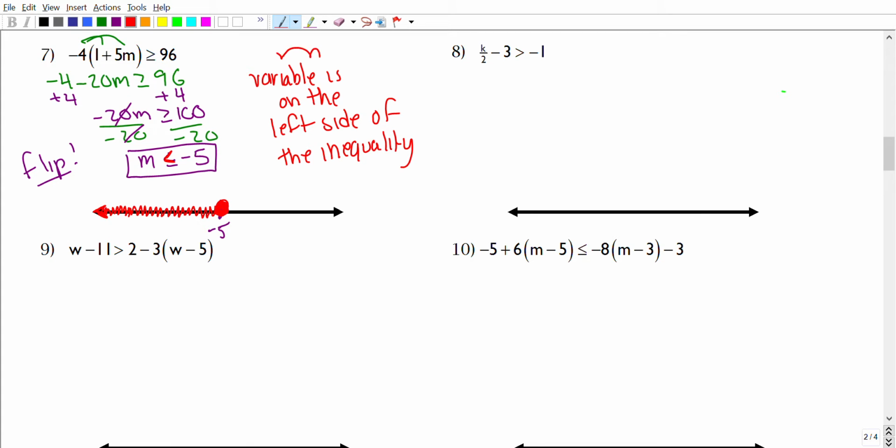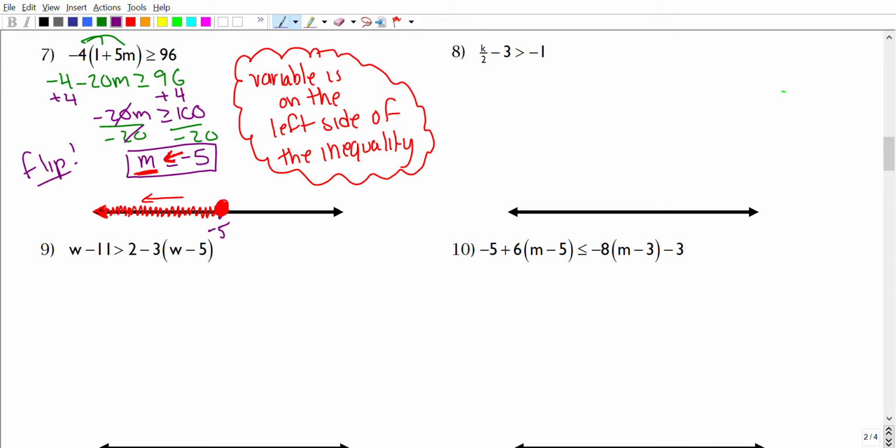So again, that whole trick with looking at the symbol like an arrow, see how that looks like an arrow pointing to the left? That's why I shaded to the left. It only works if this variable term is on the left side of the inequality. It will not work if it's on the right side, okay, guys? So let's go ahead and take a look at number 8, and then I want you guys to try out number 9 and 10 on your own.